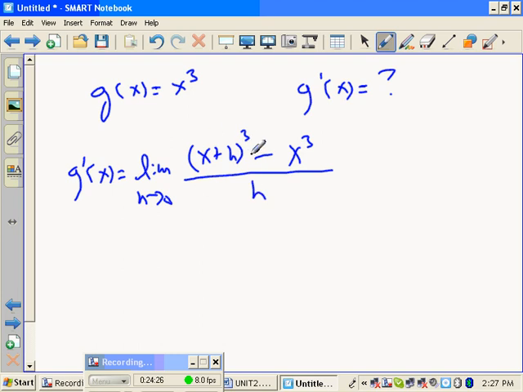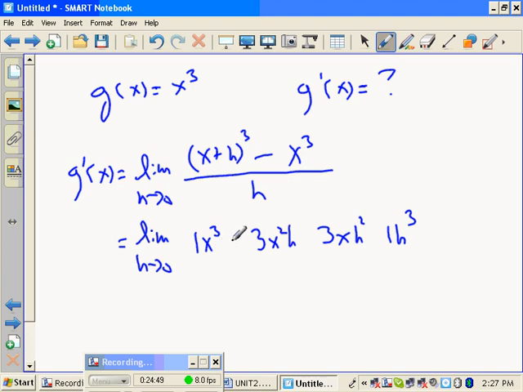This is f of x plus h. This is f of x. That's the rule. So you know how to FOIL, right? 1, 3, 3, 1. X cubed, x squared, x to the 1, x to the 0, h cubed, h squared, h to the 1, h to the 0. Yeah, that's how you FOIL. It's called the binomial expansion theorem. You ever hear that? You know the binomial expansion theorem?